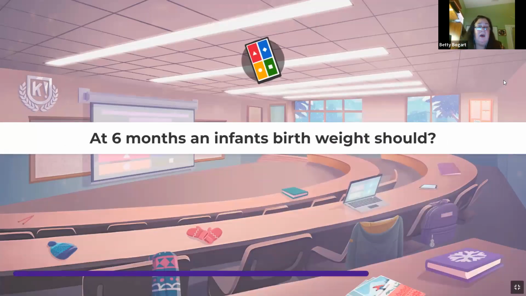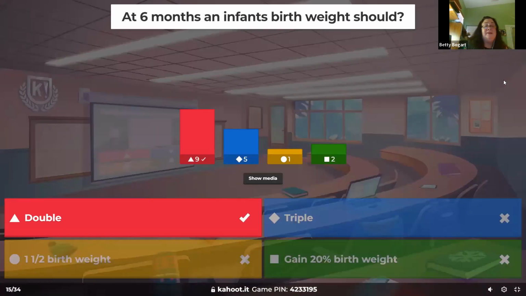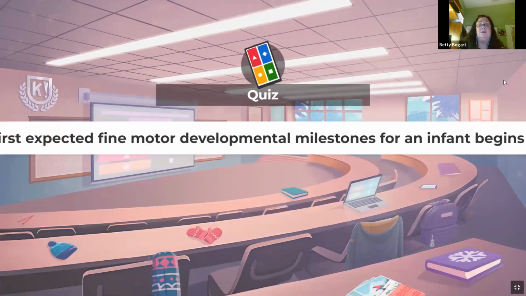At 6 months old, an infant's birth weight should be what? Again, we're going to go over these next week. I'm introducing these things to you. It's part of the assessment chapter, so I have it here. So at 6 months old, it doubles. At 1 year old, it triples. And we know if it's not where it should be, too much, too little, an intervention needs to take place because proper nutrition is important. And too much is just as bad as too little.